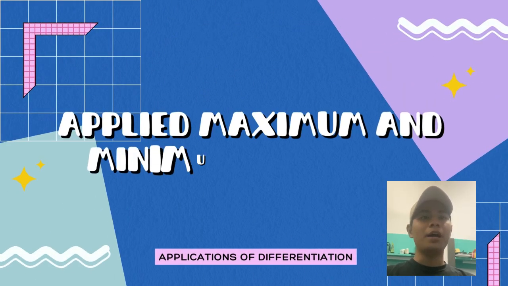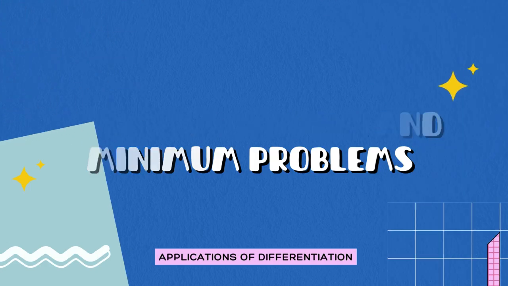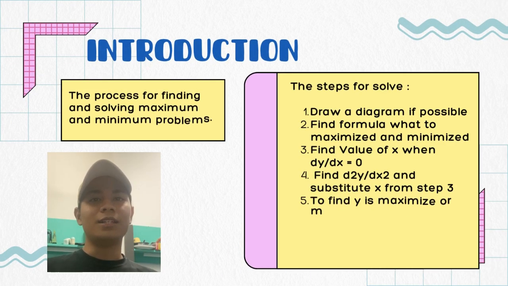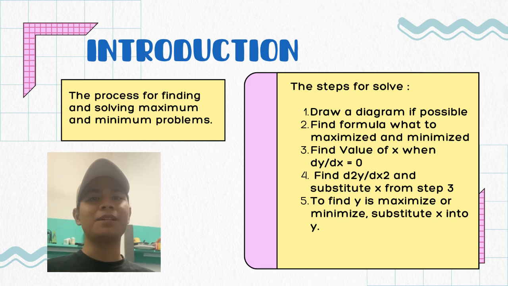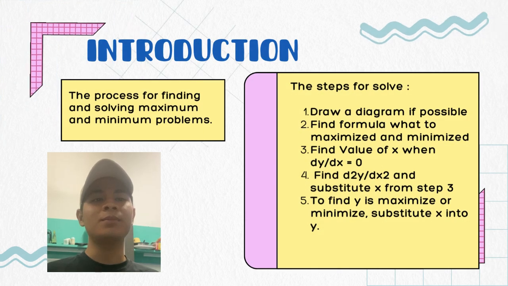Second subtopic, apply maximum and minimum problem. Introduction. The process of finding and solving maximum and minimum problems. The steps to solve: 1. Draw a diagram if possible. 2. Find the formula to maximize or minimize. 3. Find the value of x when dy over dx equals 0. 4. Find d2y over dx2 and substitute x from step 3 to find whether y is maximum or minimum.